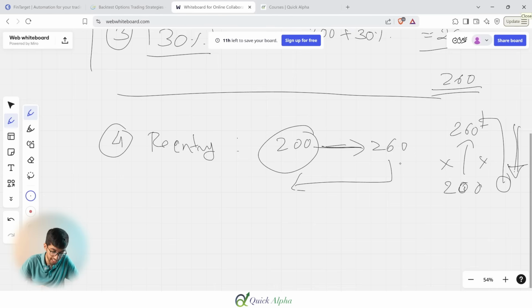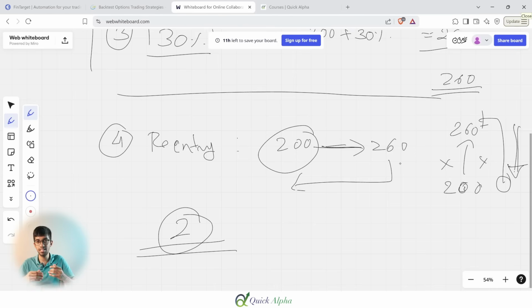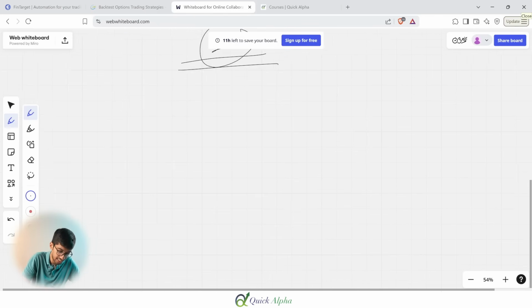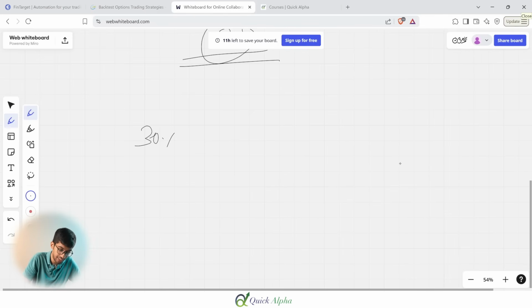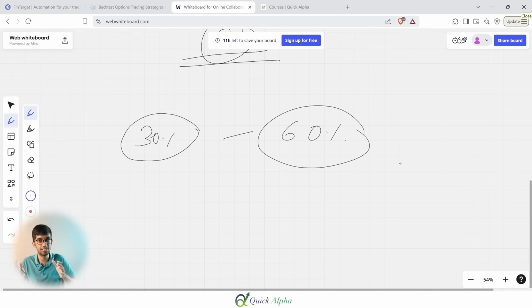This re-entry, we are going to do a total of 2 times. What do I mean by 2 times? Once it hits your stop loss and comes down to 200, you enter. Again it hits your stop loss, comes down to 200, and again you enter. So this process we are going to repeat 2 times. Why are we doing it 2 times? Because our stop loss is hardly 30%, and even if we are getting hit 2 times, we are going to lose a total of 60%, because our stop loss is very small initially itself.